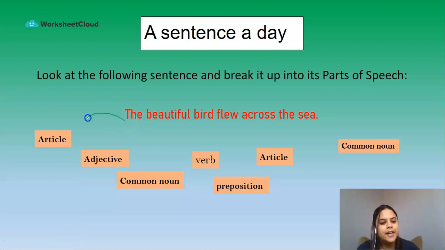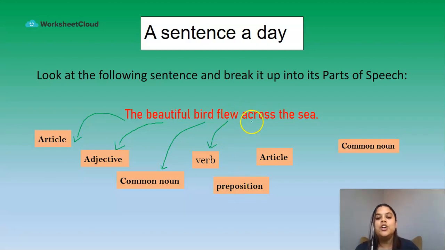So there is an article, right? Definite article, but article is fine. And beautiful describes the noun bird, so it is an adjective. Awesome. Bird is a naming word and it's also a common noun. Good. And flew is my action word in the sentence, and action words are called verbs. So flew is a verb.